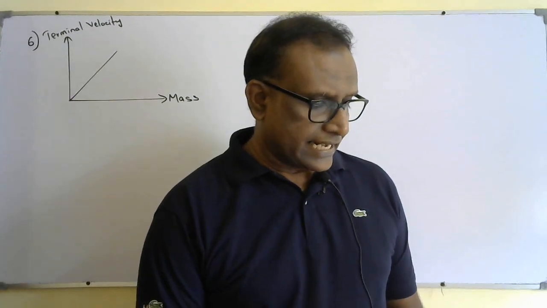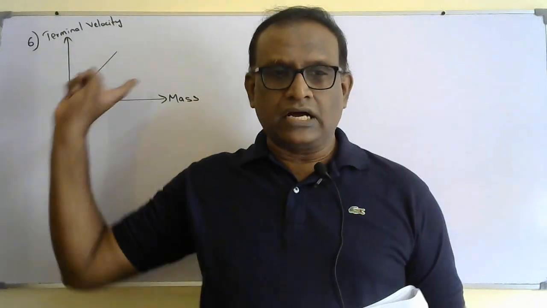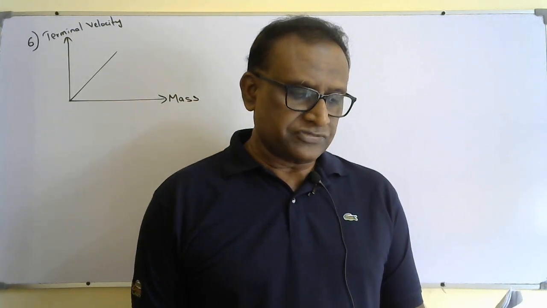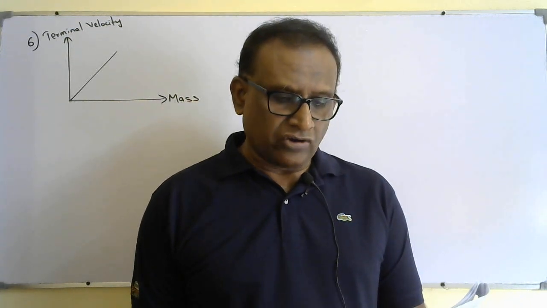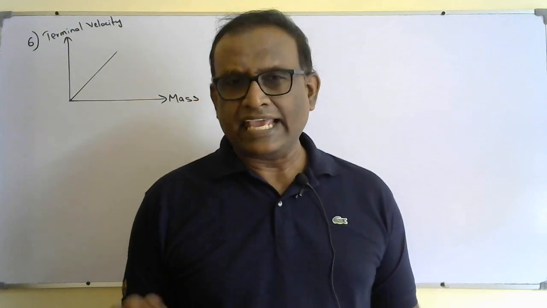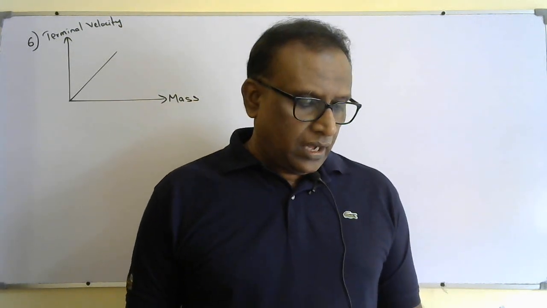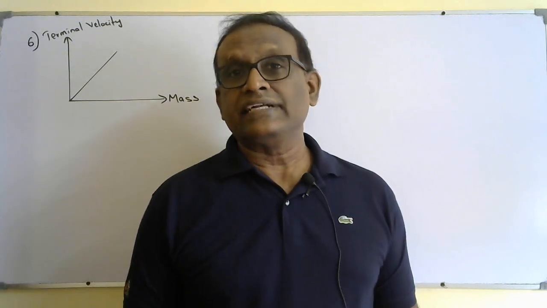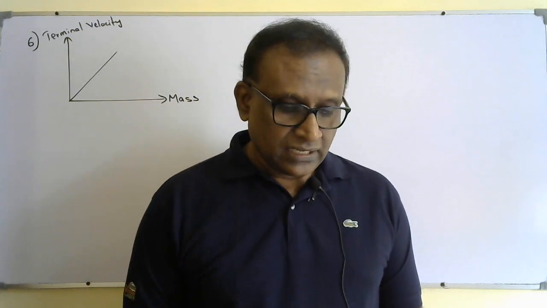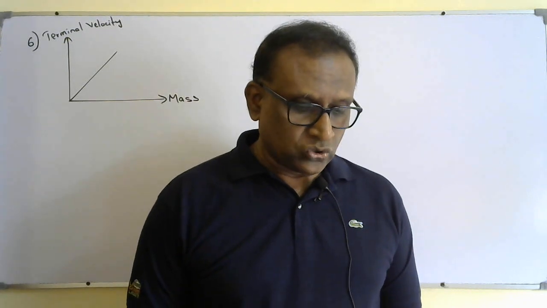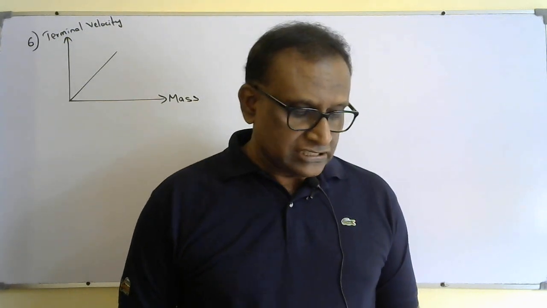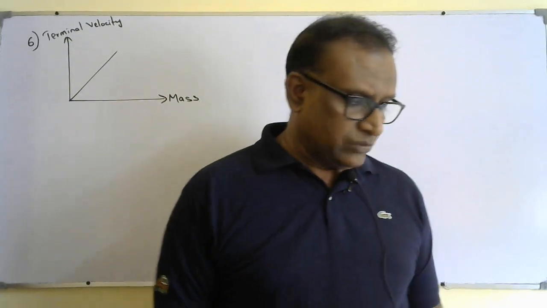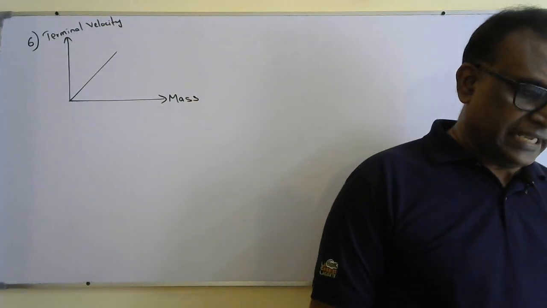Okay, question number 6. The graph shows how terminal velocity varies with mass for small spheres of equal diameter. So same diameter, varies with mass. But different mass means a different density of spheres, right? Equal diameter falling through a viscous liquid. Which of the following describes the gradient of the graph for a liquid of greater viscosity?